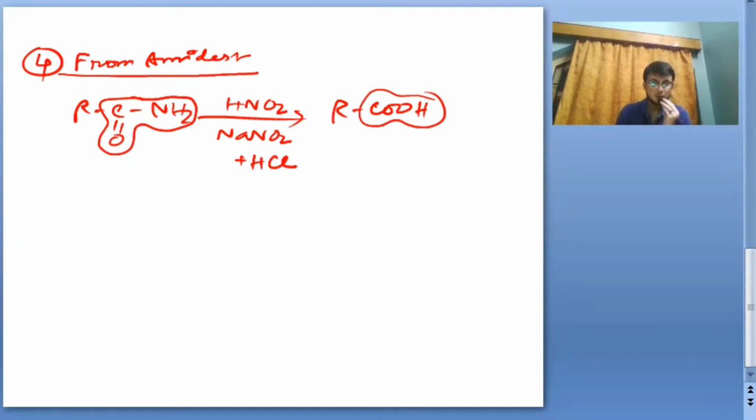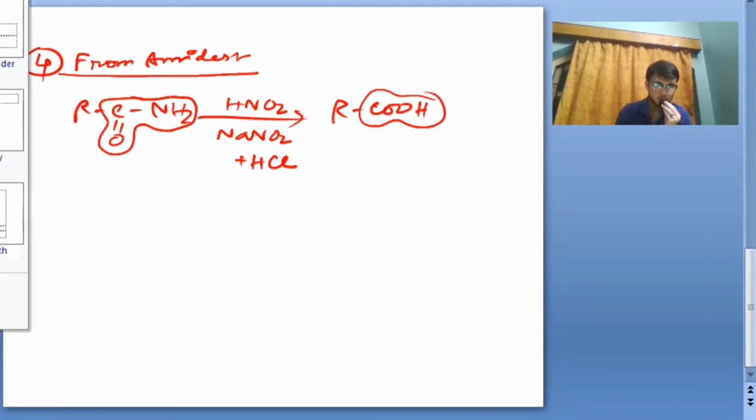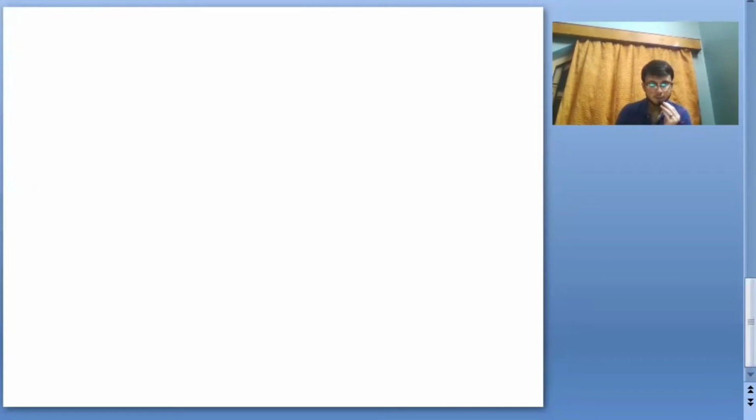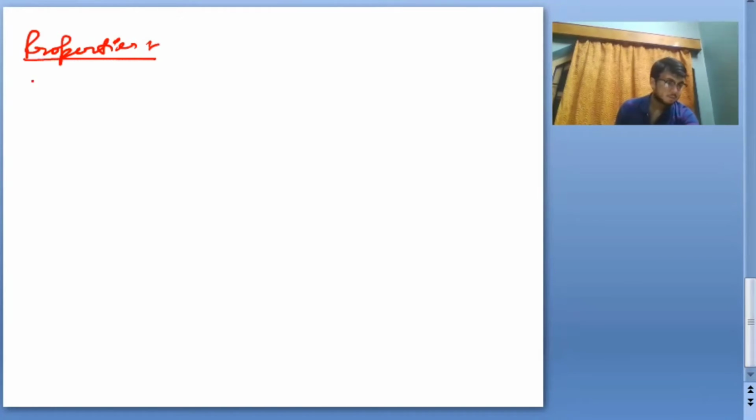Now let us see some properties of carboxylic acid. Properties of carboxylic acid. Now let us see the acidic strength of different carboxylic acids first. That is acidic strength according to the group present in it. So let us take this.